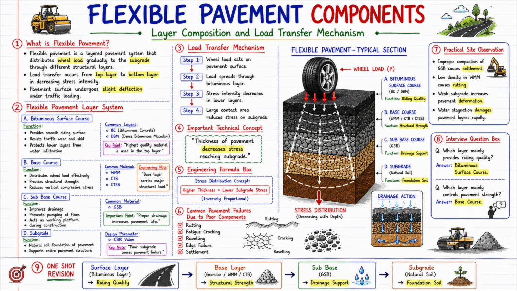Now let us look at the seventh topic of the slide. Seven: practical site observation. Now this section is very practical. Improper compaction of GSB causes settlement. If the GSB is not properly compacted, voids remain below, and later settlement can begin. Low density in WMM causes rutting. If WMM density is not proper, depression may develop in the wheel path.